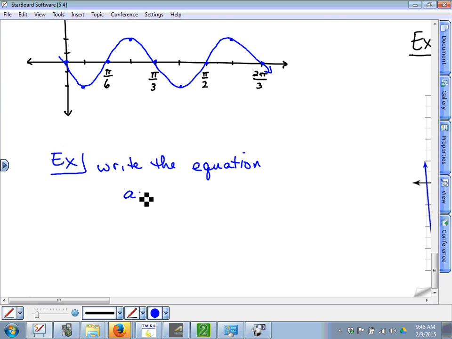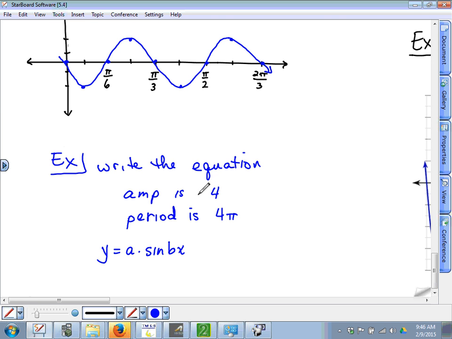So, for example, if I told you the amplitude is 4 and the period is 4 pi, you've got to come up with the equation. Now, let's just do this first one together. The equation has to look like this. y equals A times the sine of bx. So where does the amplitude go? In front. So A is equal to 4.